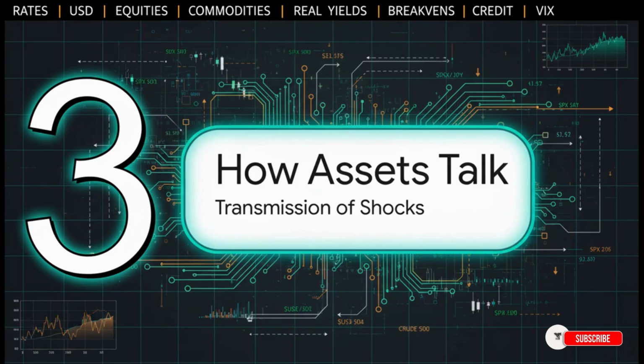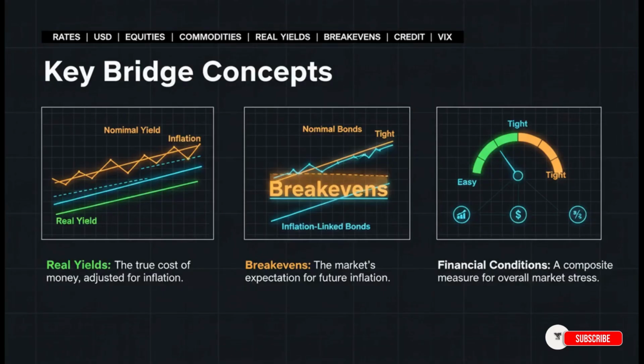Okay, so we've got our four main players. Now for the really cool part. Let's look at the wiring that connects them. How does a shock in one area, say a surprise inflation number, actually ripple through all the others? To really get how this transmission works, we just need to get these three bridge concepts down.